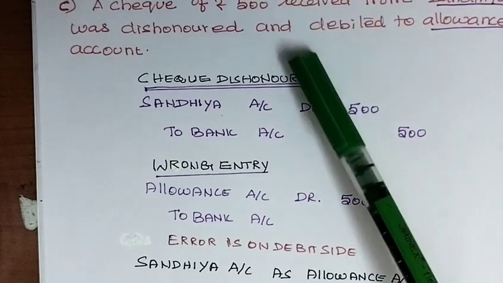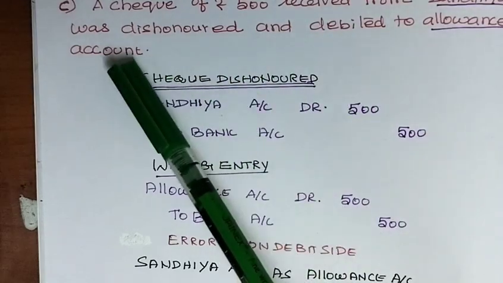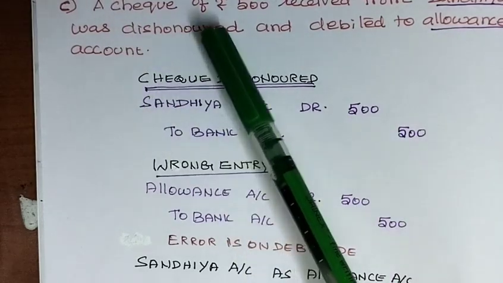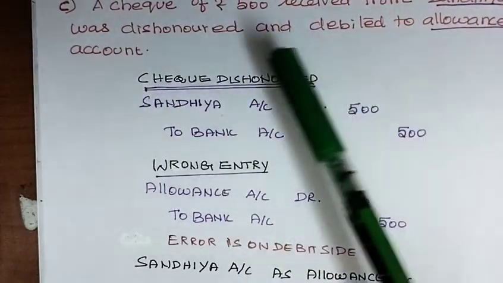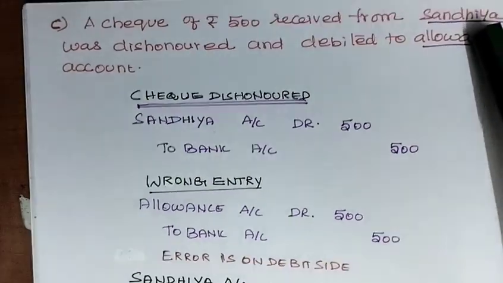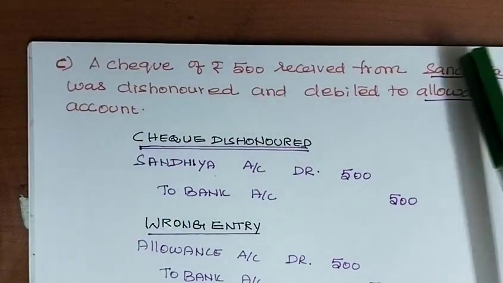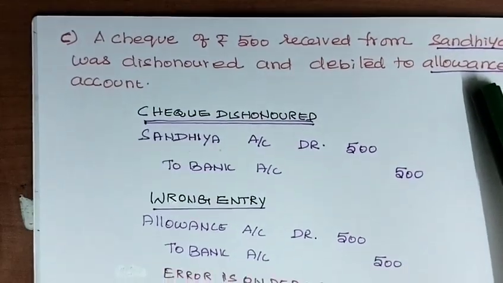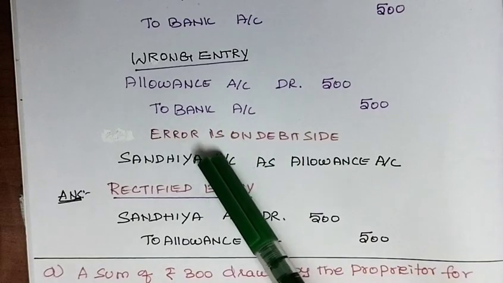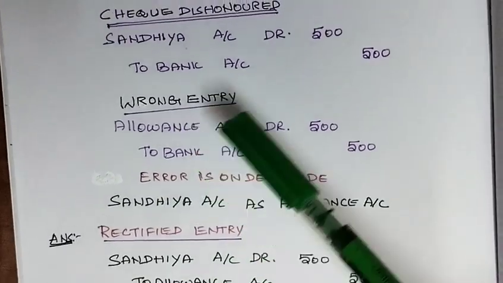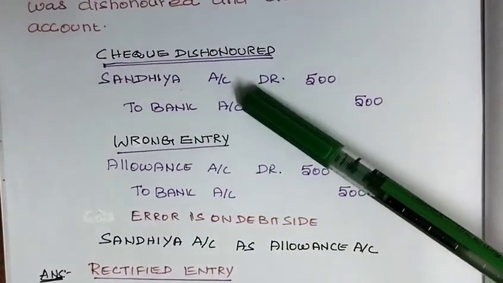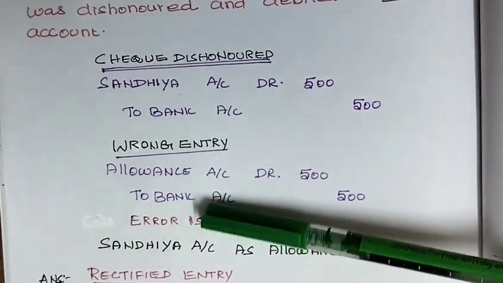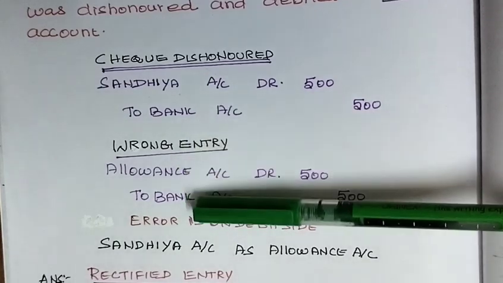Instead of Sandhya account, an accountant wrongly, listen, dishonored check and debited the allowance account. An accountant entered this transaction to allowance account, okay? So which is the error? Where is the error? We have to compare both entries. Then only we can identify the error.